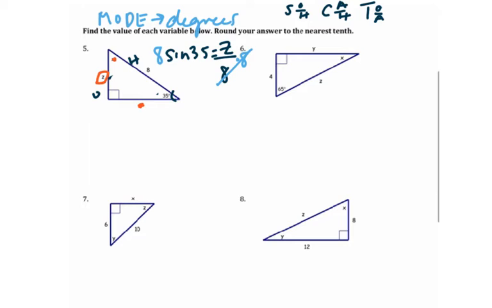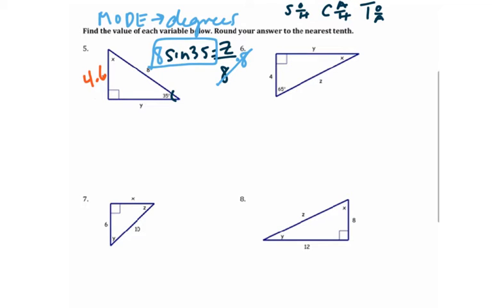So I'm going to go to mode. I'm going to change it to degree. And I'm literally going to type in 8 sine 35. And it says round it to the nearest tenth place. So that's going to be 4.6. So what I know is that Z is 4.6.